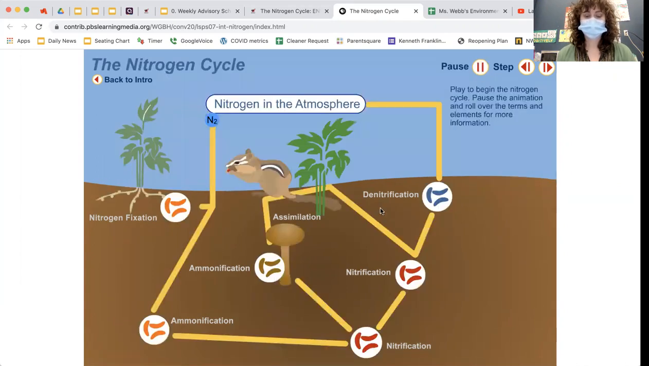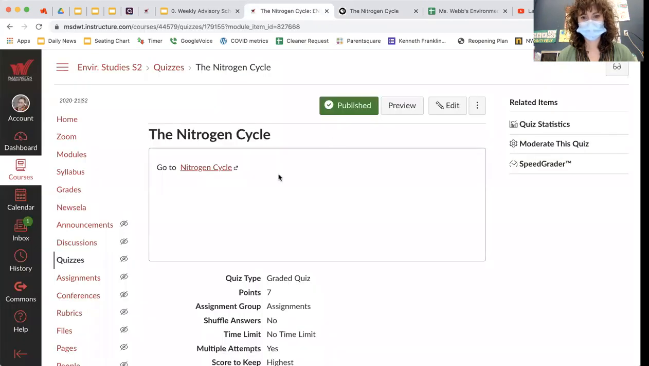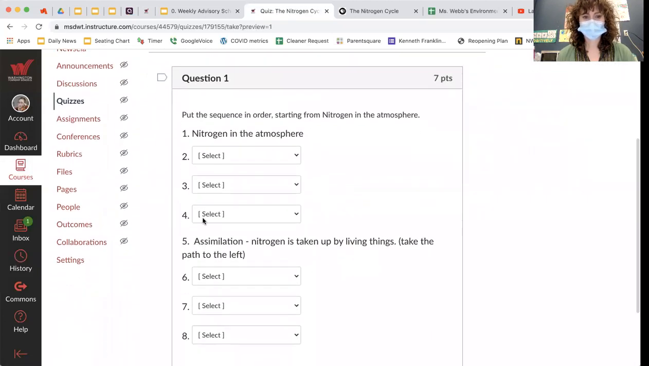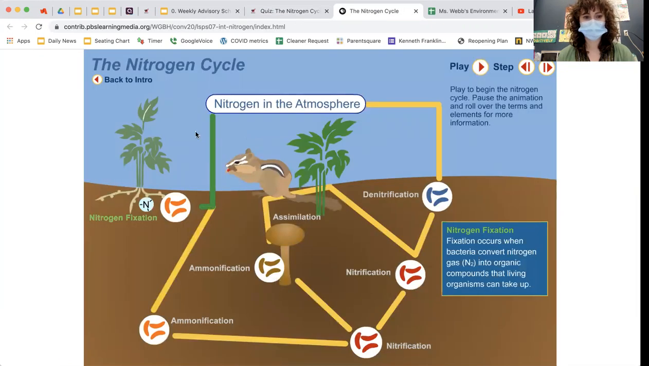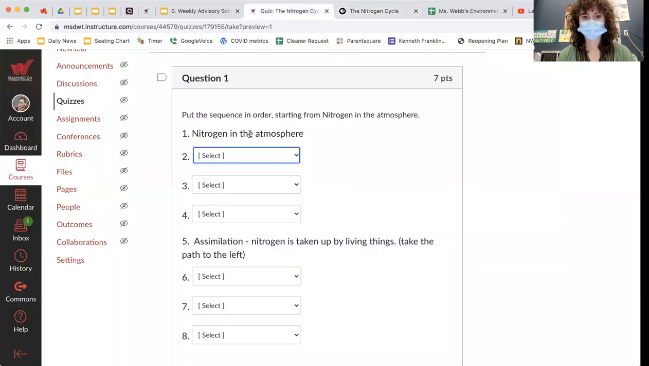All right, so I urge you to press play and then use the pause button each time the nitrogen moves through a step. So what you're doing on this quiz is you are putting these things in order. You're figuring out the sequence. So first, the nitrogen starts in the atmosphere. That's step 1. So what is step 2 called? So you press play to move it to that one step, and then you get nitrogen fixation, and you have a little description of that. Okay, so you're going to choose here then nitrogen fixation.